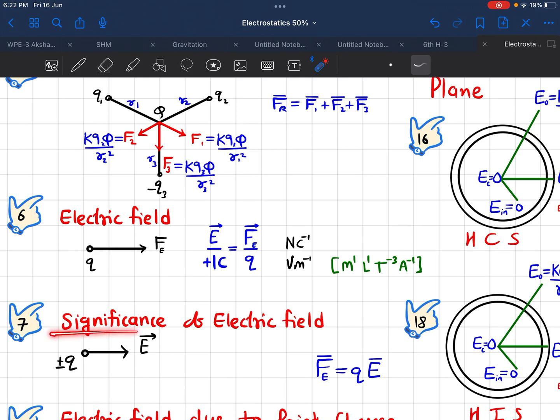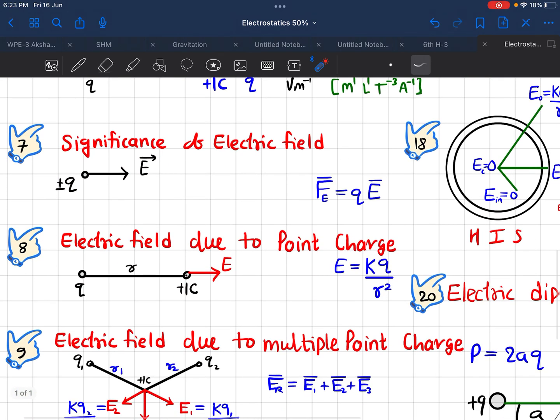What is the significance or importance of electric field? If we know the force acting on plus 1 coulomb is E, then the force acting on charge Q will be QE. If the charge is positive, then the force will be in the direction of the electric field, and if the charge is negative, then the force will act in the opposite direction of the electric field.